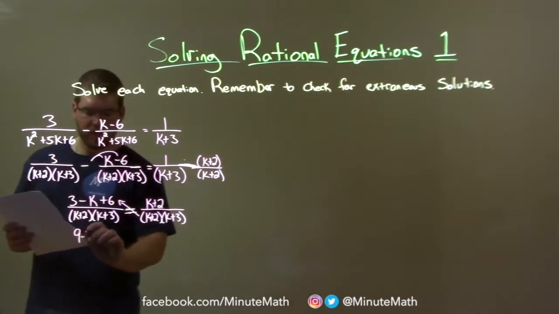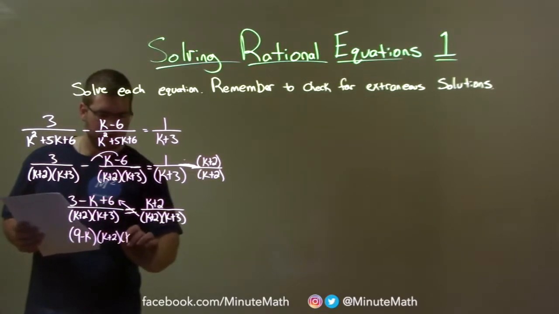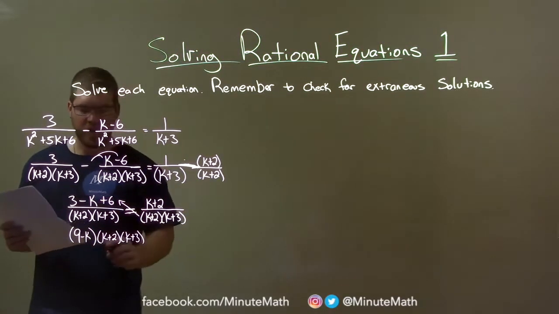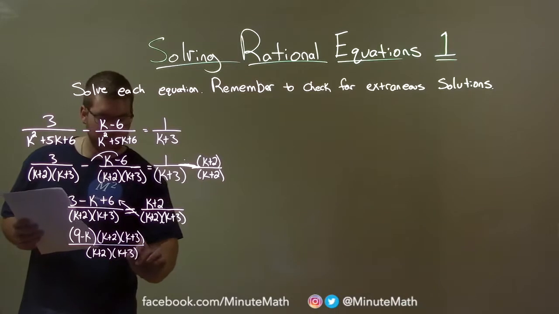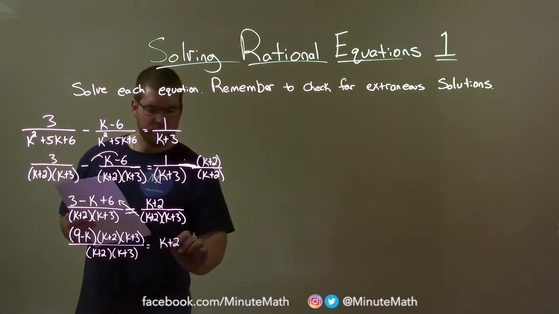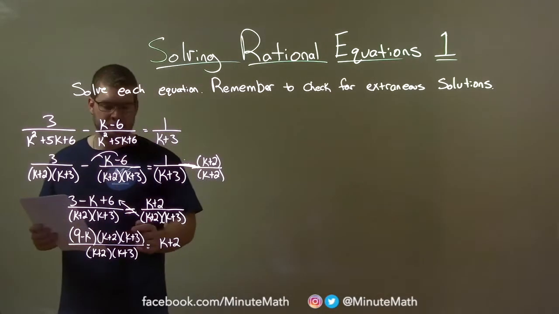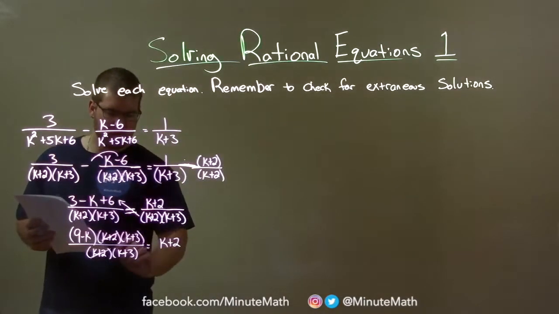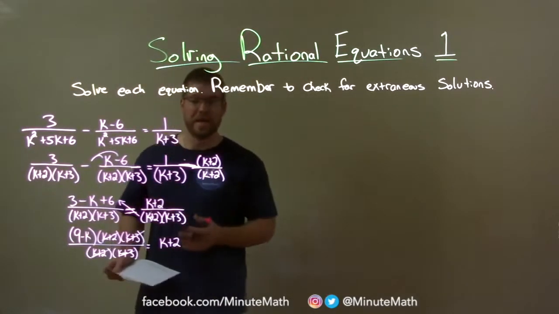3 plus 6 is a 9. So we have 9 minus k here, and then bringing this up, k plus 2 and k plus 3, but I'm not going to multiply it out yet. This denominator, k plus 2 and k plus 3, and left with just the right-hand side, the k plus 2, which is left over. Now you can put it over 1, but don't worry about it here. These k plus 2's will cancel, and k plus 3's cancel, and that's why I didn't actually multiply it out. I knew they would cancel.